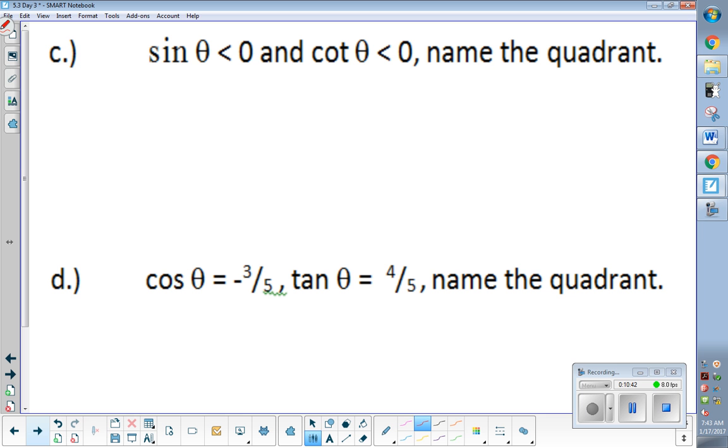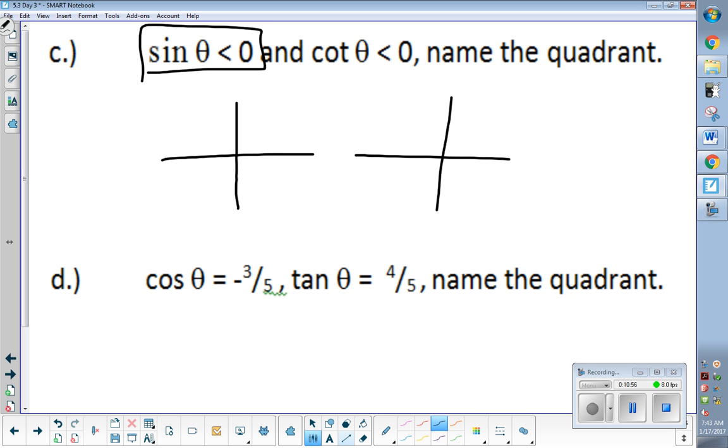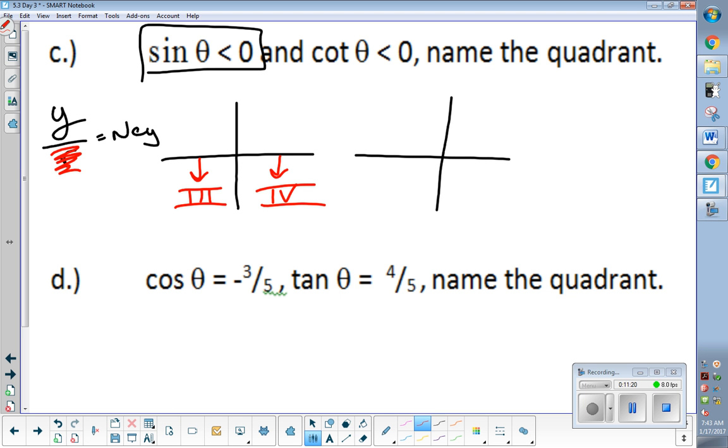Letter C. Oh no, I didn't draw you quadrants. So the first thing I'd suggest you do is draw some quadrants. First one says sine is less than 0. Go ahead and mark that one on your paper without me. Try to think about it for a second. Sine is less than 0. Done this one on everyone so far. y over r is negative. Don't care about r. So my y is negative. So if my y is negative, that means I'm going down. Hopefully that's starting to get easy.